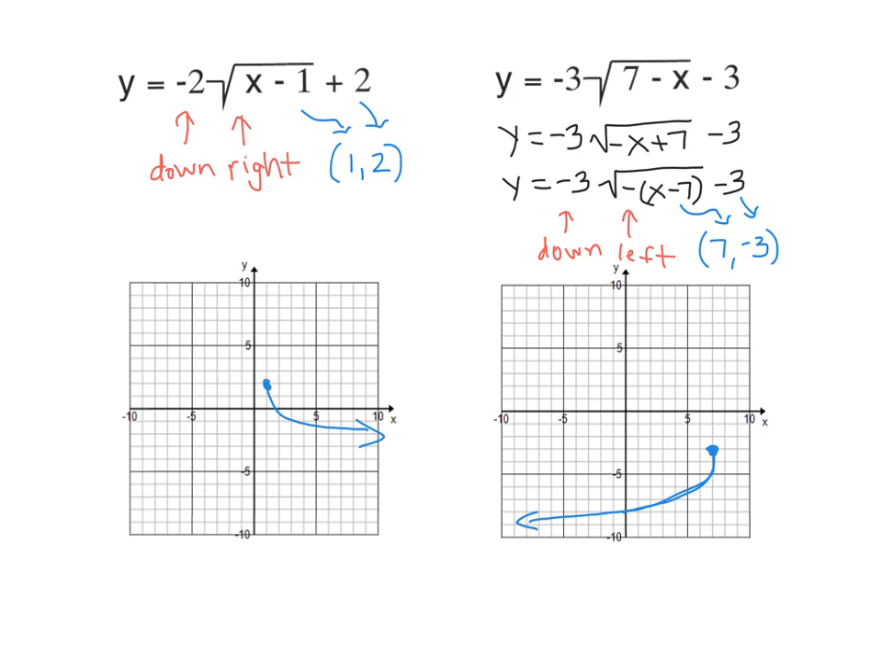Okay, so how did you do on these 2? Again, the first one probably okay, I hope. Second one, rewrite it not just once, but twice. Your point that you start at should be at 7, negative 3, and it should be curving down and to the left.